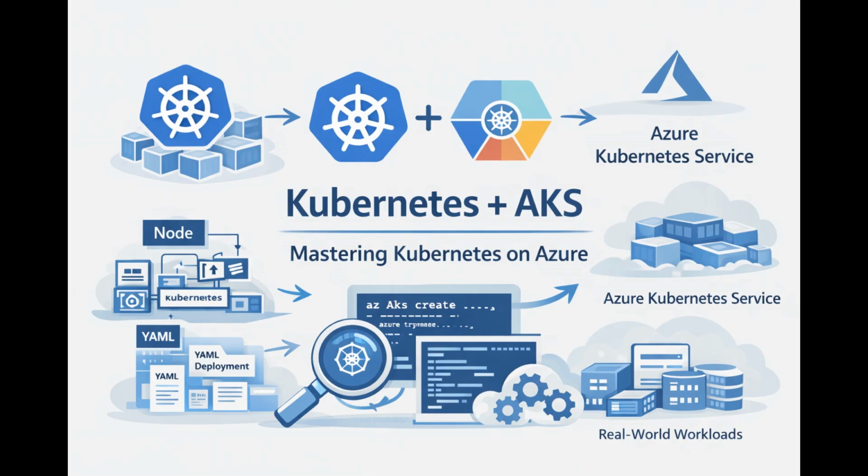Second, resource requests and limits are critical. Without requests, Kubernetes doesn't know how much capacity a pod needs and might overschedule nodes. Without limits, a misbehaving pod can consume all resources and starve others. Define both.